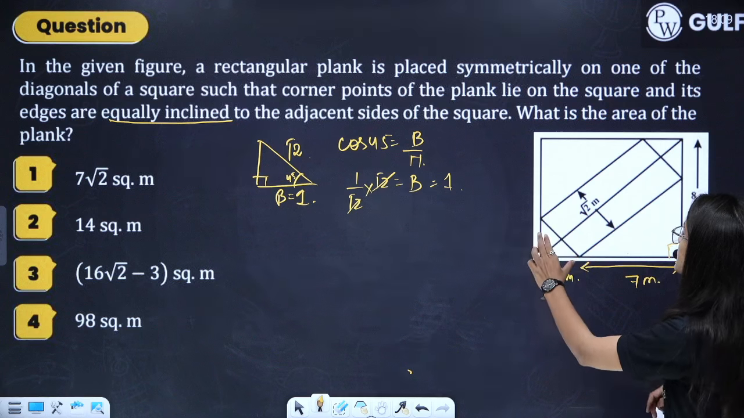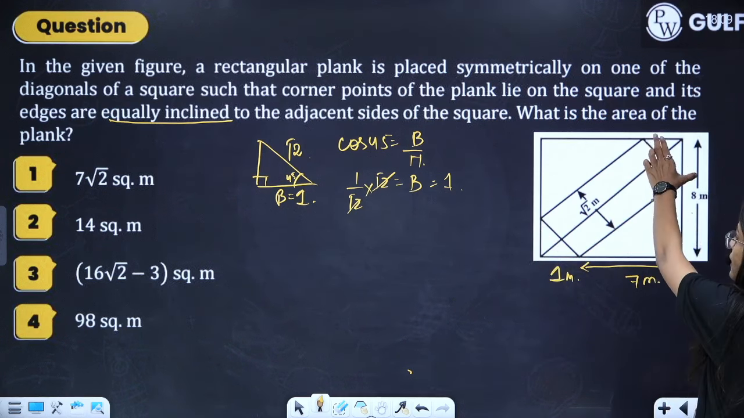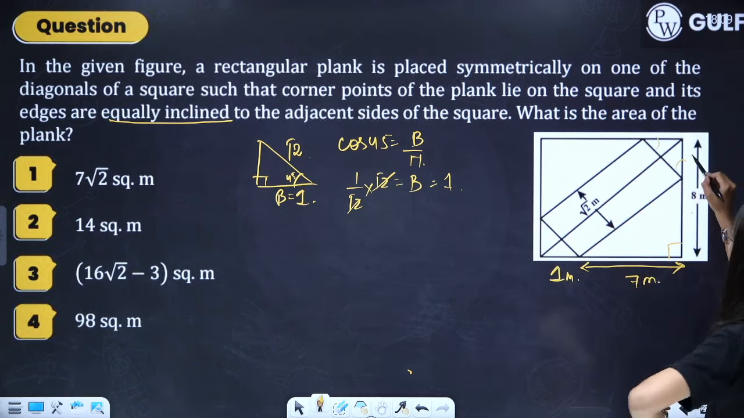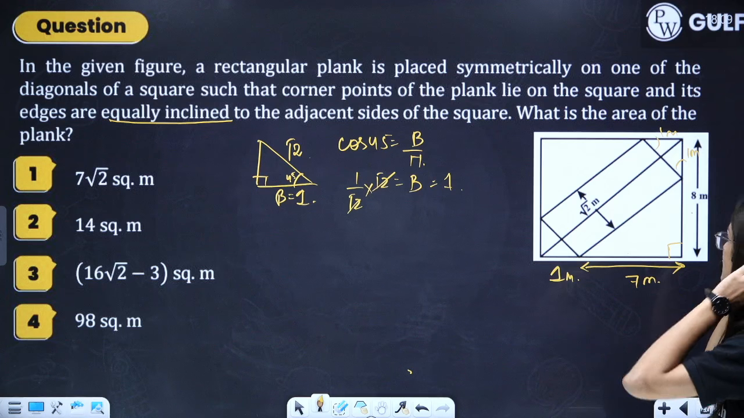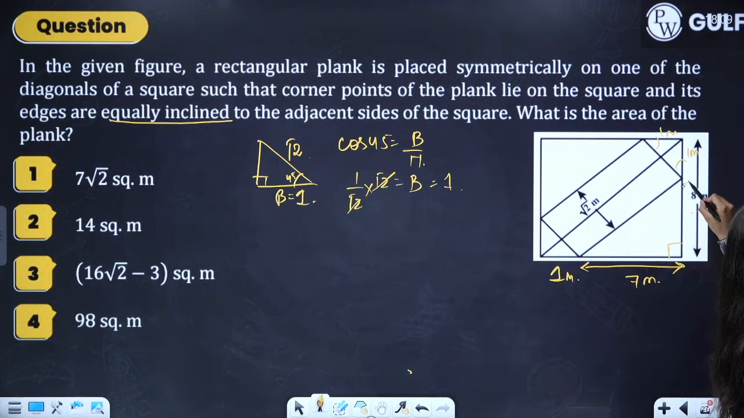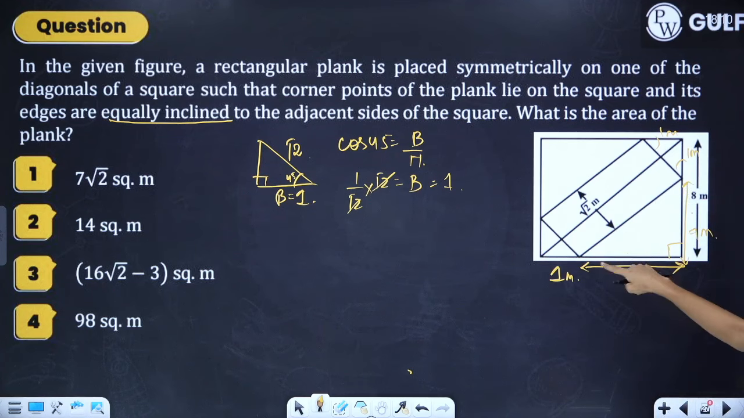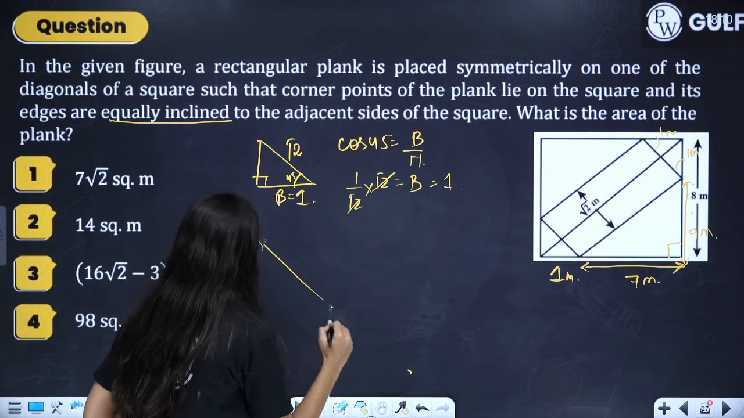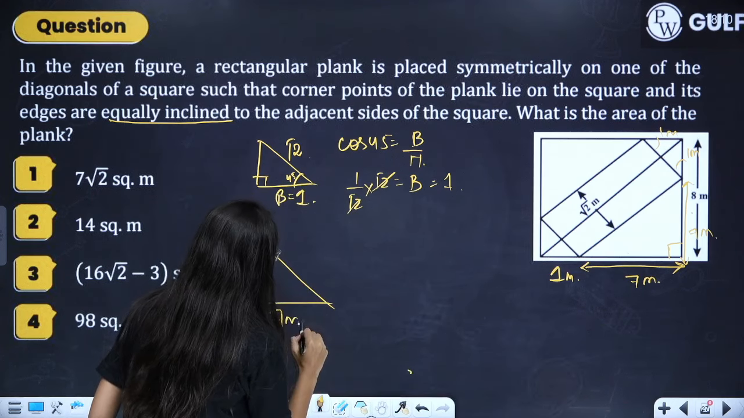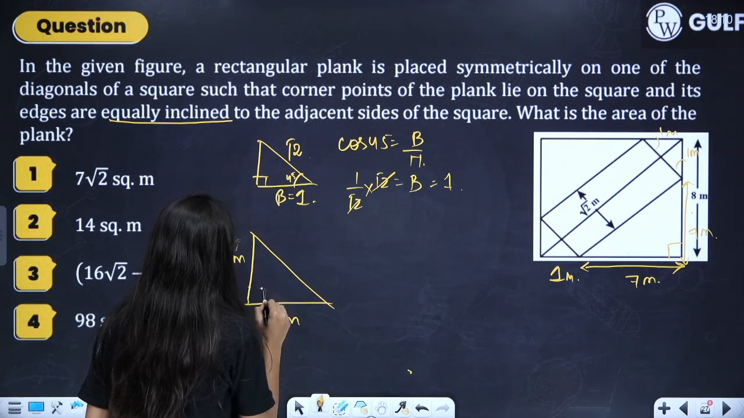And this plank is inclined similarly at 45 degrees over. So this would also be 1 meter, right? Now if this is 1 meter, again the remaining portion will be 7 meter. Now I am getting another right angle triangle over this as well. So here 7 meter, a right angle triangle.